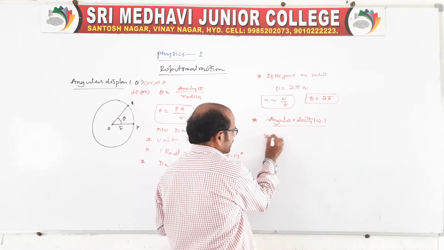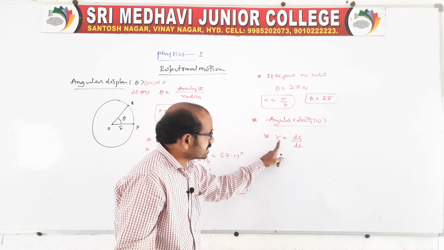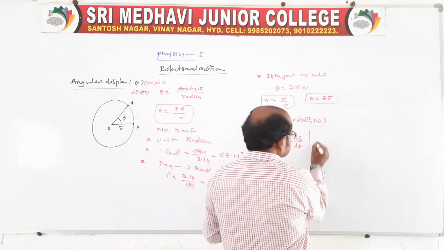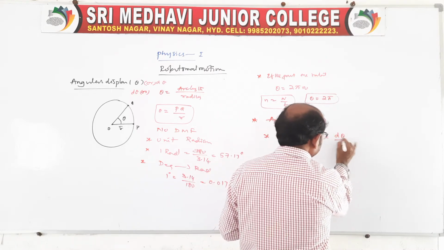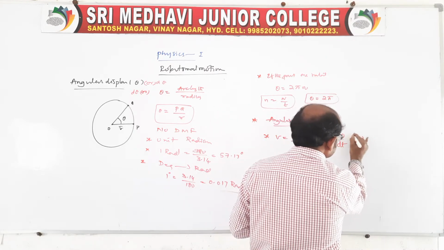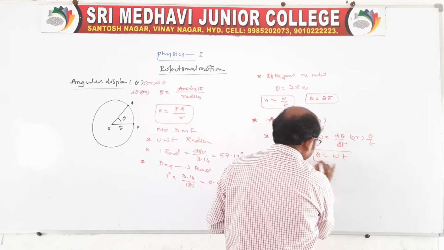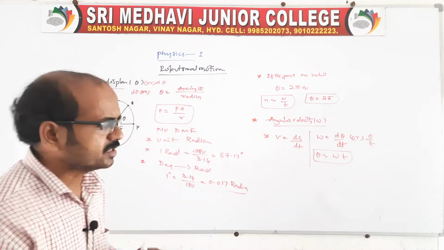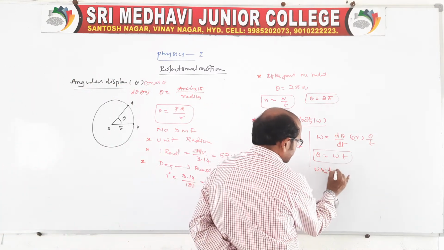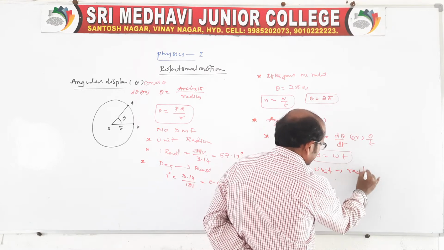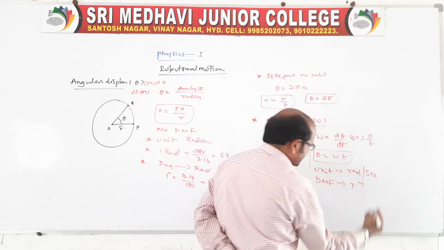What is angular velocity? First of all, linear velocity is the rate of change of displacement. What about angular velocity? Very simple. Angular velocity is the rate of change of angular displacement, theta by t, so theta is equal to omega into t. What about units? Units is radians per second. And the dimensional formula is T power minus 1.